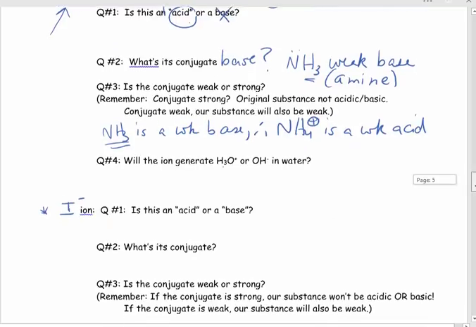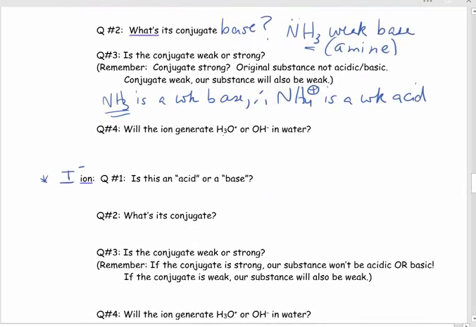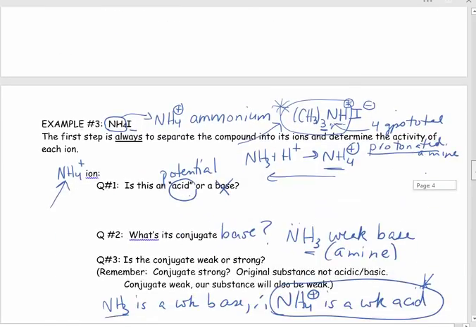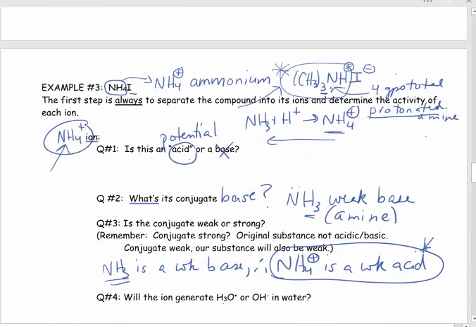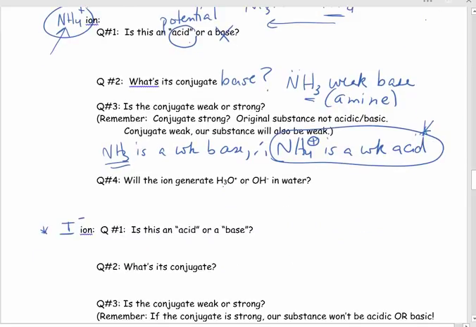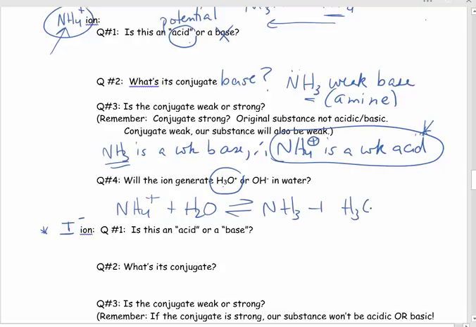So will this generate H3O plus or OH minus? Well, NH4 plus is a weak acid. That's the one we're looking at. That's what's in this compound, right? It's not NH3, it's NH4 plus. So that's a weak acid, so therefore this ion in water, if you put this in water, let's go ahead and write the equation just for the fun of it. It can donate its H plus, give away its H plus to make H3O plus. All right, so it's going to make H3O plus.